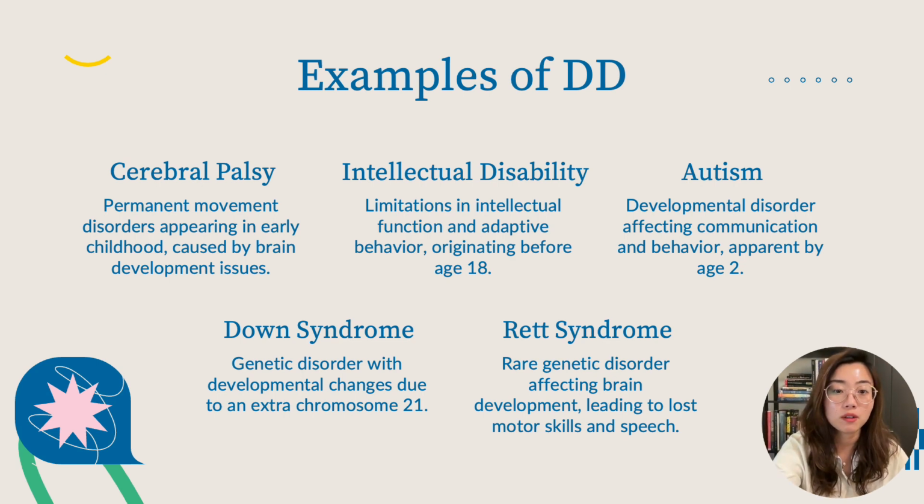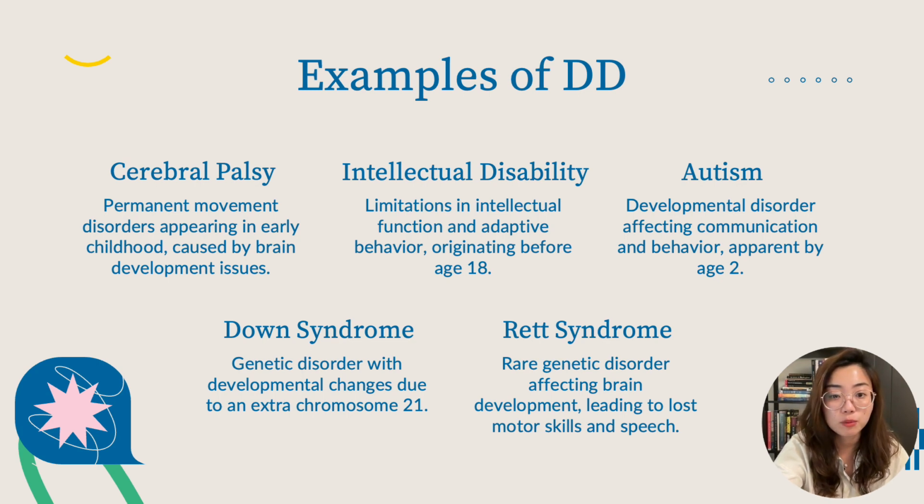We have cerebral palsy, which is a permanent movement disorder, usually appearing in early childhood, and it's caused by brain development issues. We have intellectual disability, which causes limitations on intellectual function and adaptive behavior, and it usually originates before the age of 18. We have autism, which is a developmental disorder, and it usually affects communication and behavior, and is usually apparent by 2.